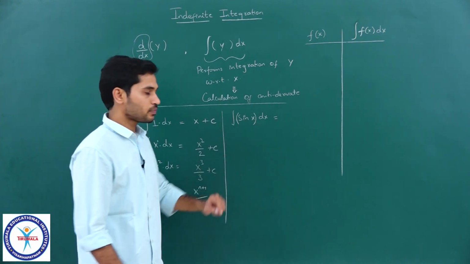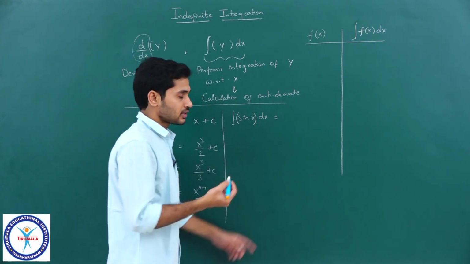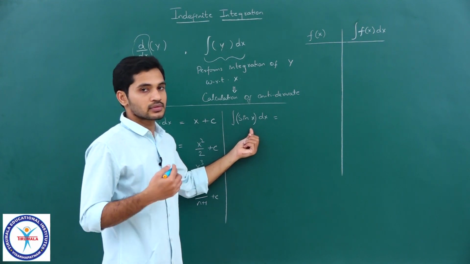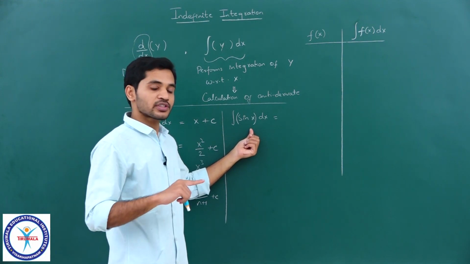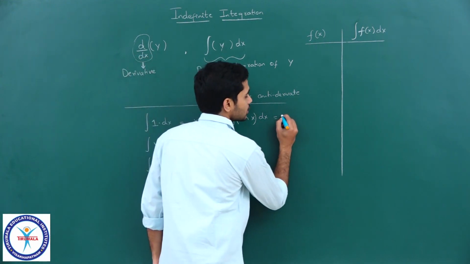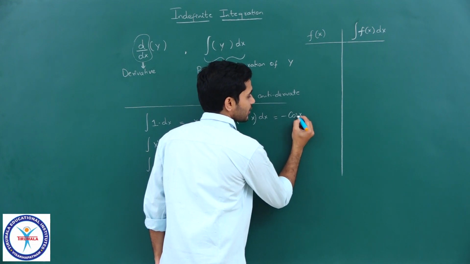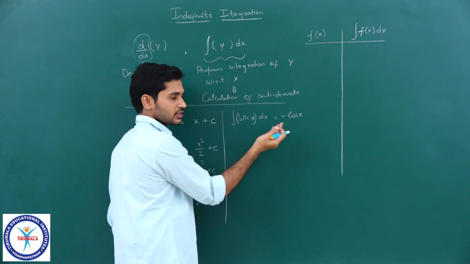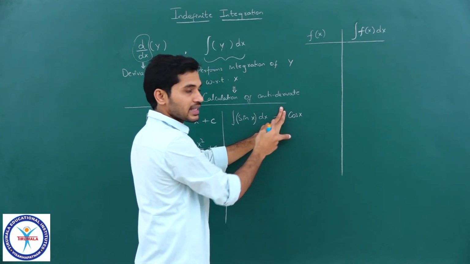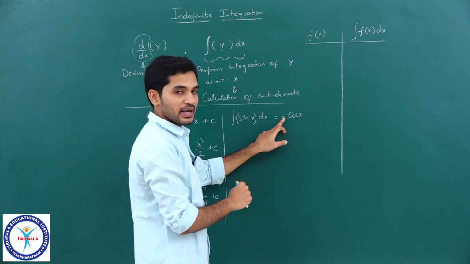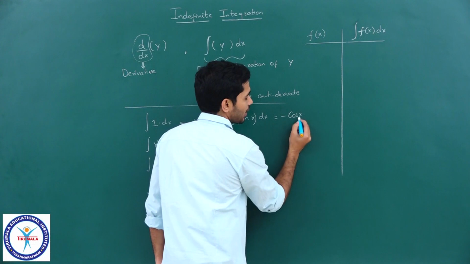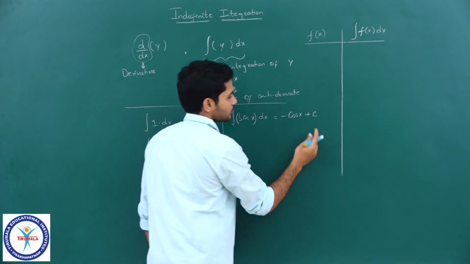Integration of sin x would be, how should we think of this? What function when differentiated gives sin x? cos x, but when I differentiate cos x, it gives me minus sin x, it does not give me sin x. So, what should I take here? Minus cos x. When I differentiate minus cos x, leave this minus sign, differentiate cos x. When I differentiate cos x, I get minus sin x, and with the minus sign, it automatically becomes sin x, correct. So, minus cos x plus c.